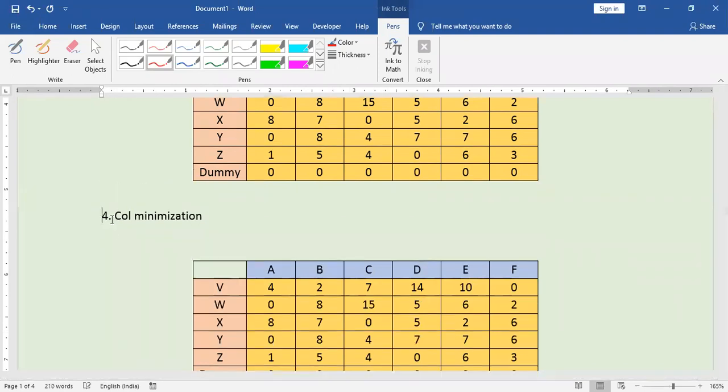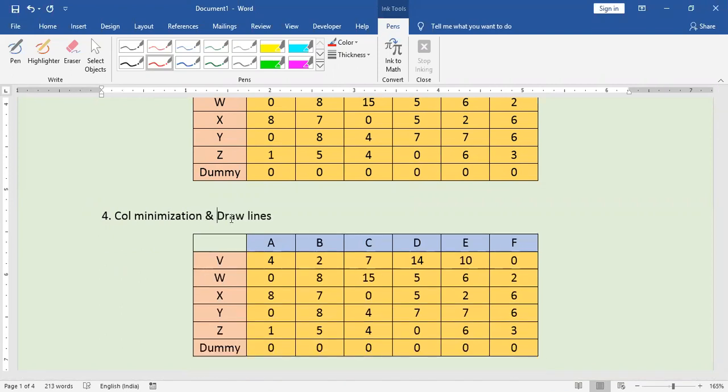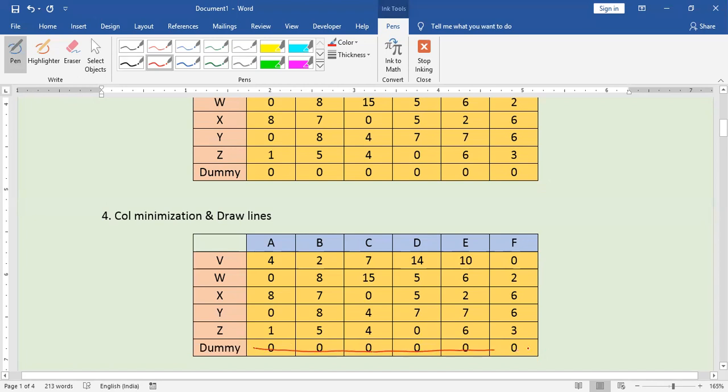Now after column minimization, what we can do is draw lines. And you know it very well how we can draw lines. We will draw the minimum number of lines to cut all zeros, and lines must be either horizontal or vertical. I can see there are a lot of zeros in the last row, so I will draw one horizontal line. Then I'll draw this one vertical line.